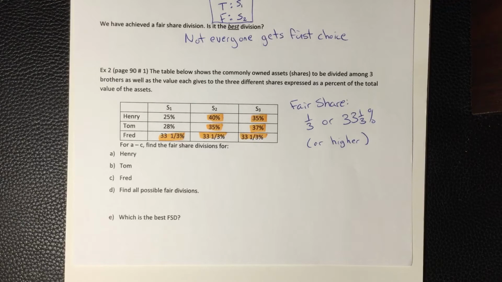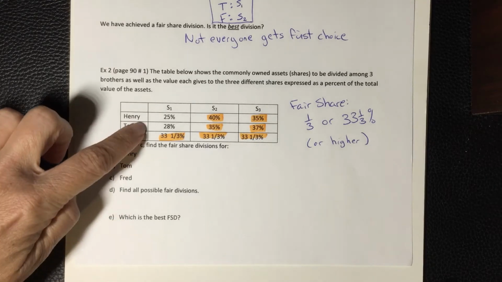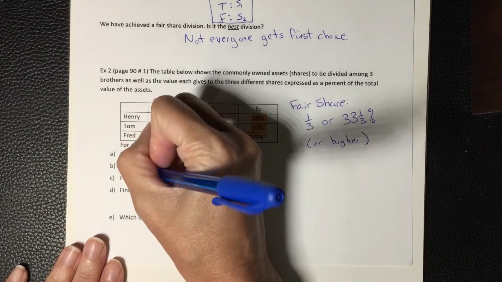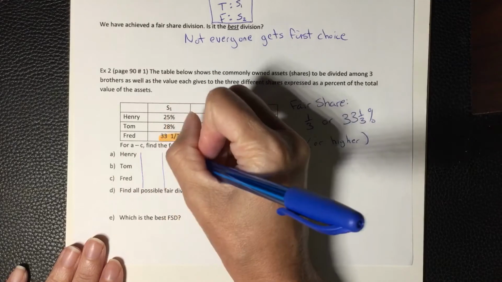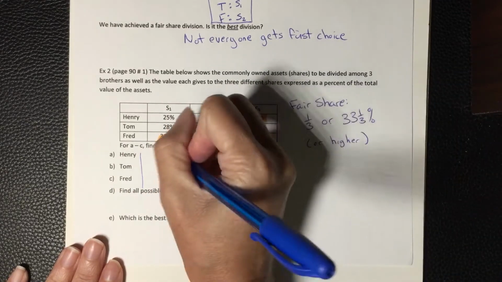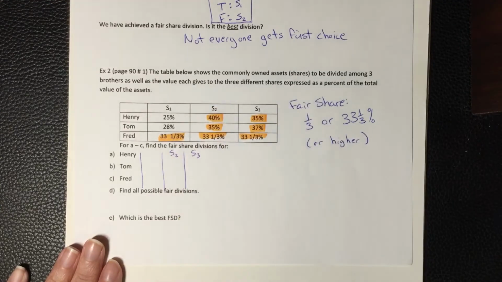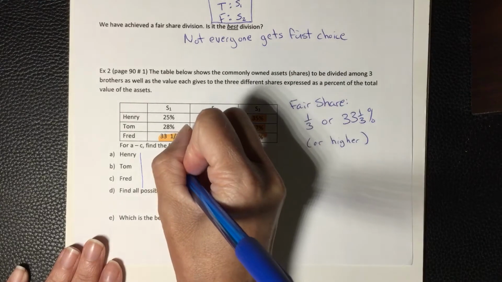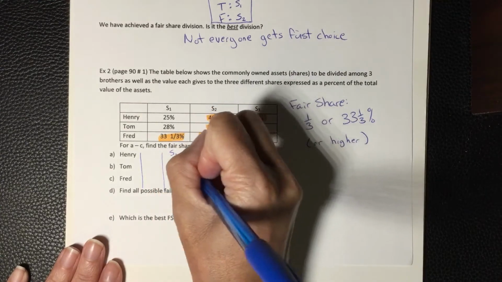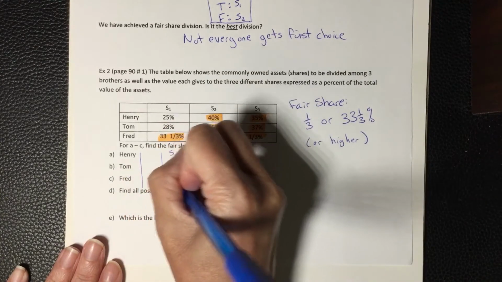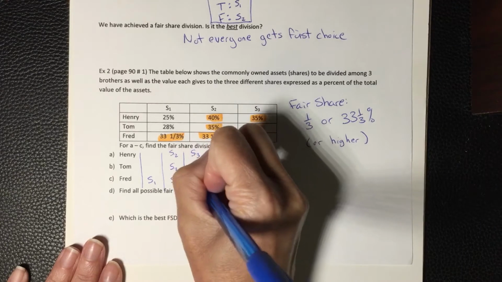All right, so we've highlighted those, and as I mentioned before on the homework, I have you circle them here. It's also a good idea to write them down. I like to sort of keep them in table format. Makes my life a little easier. So Henry, we have share 2 and share 3 as fair shares. Tom is the same, share 2 and share 3. Fred, we identified all of them as fair shares.